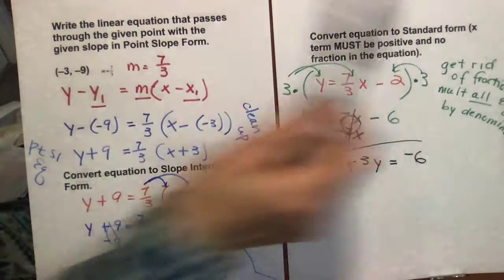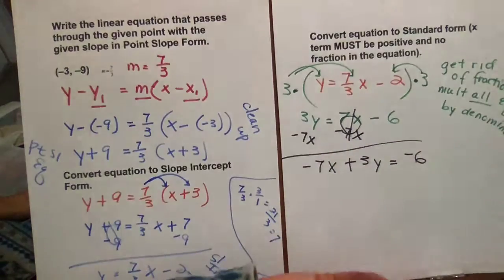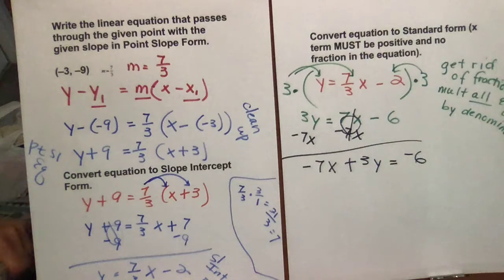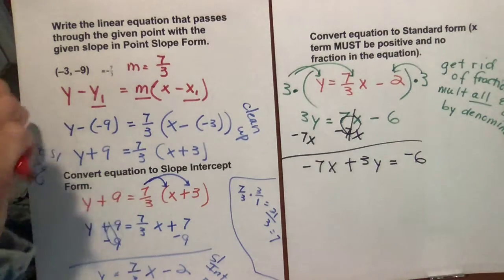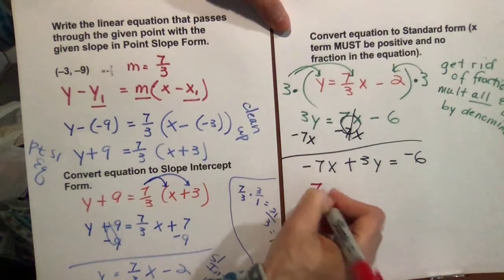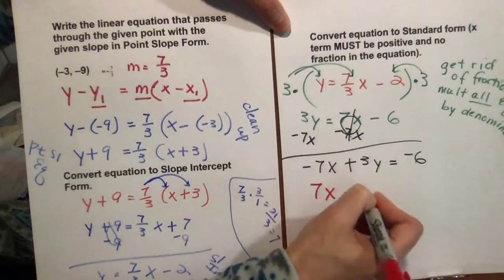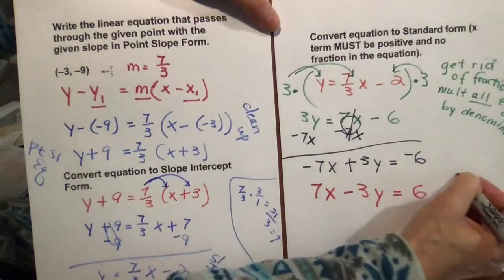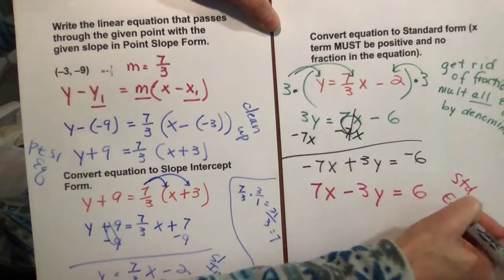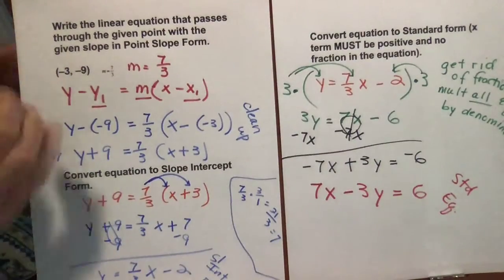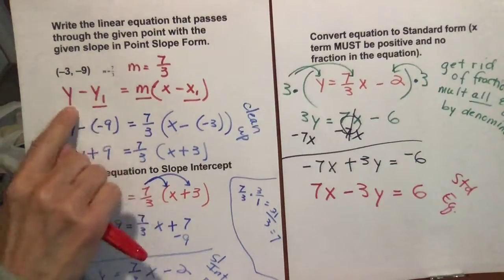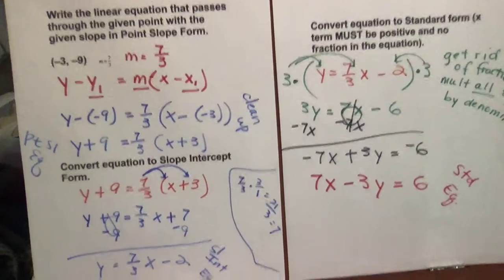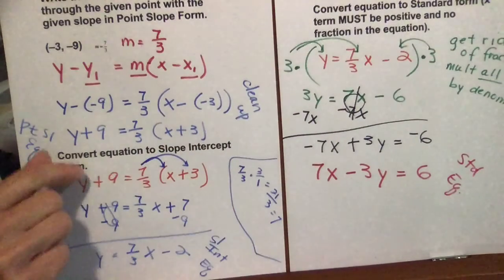And if you remember, we can't have fractions, so we just got rid of them. And the x term must be positive. In this case, it's negative. So all we do is we change all of the signs. So this becomes positive 7x minus 3y equals positive 6. And this is our standard equation. And that is how you use 1 point, 1 slope to write in point slope, manipulate to get into slope intercept, and then change it to get into standard equation.